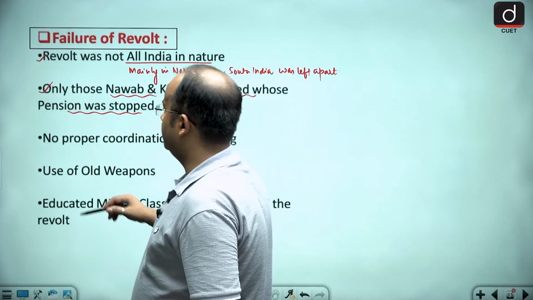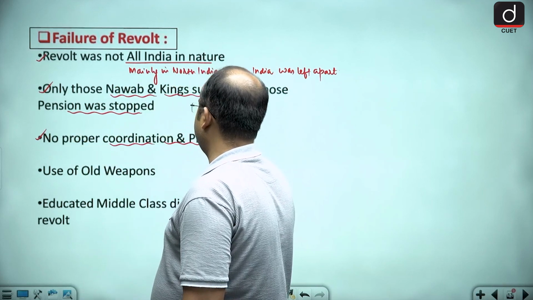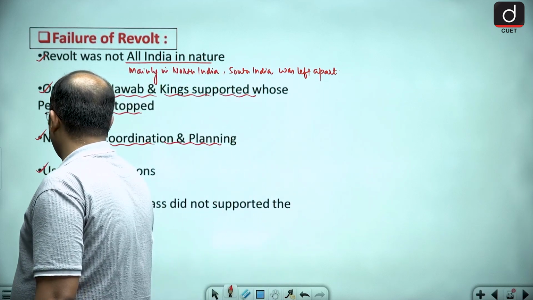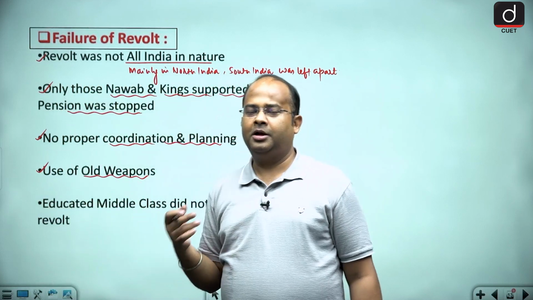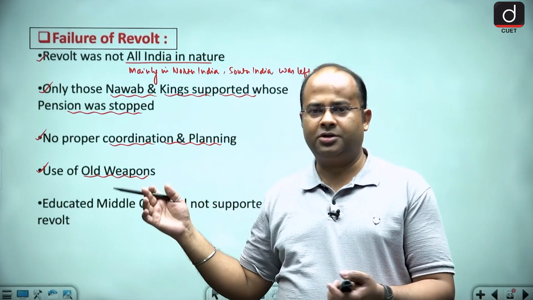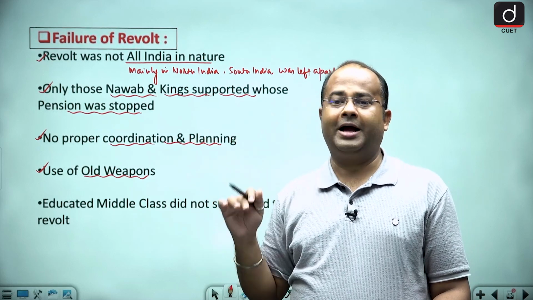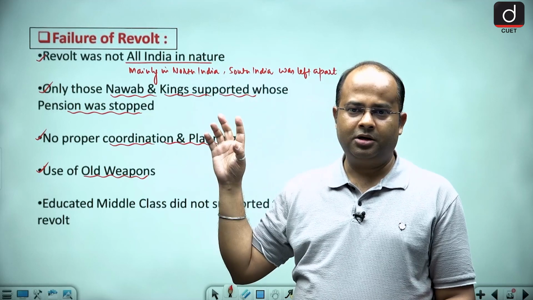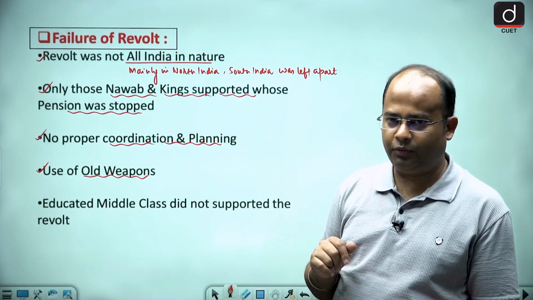Next was that there was no proper coordination and planning between the revoltees. So there was a lack of planning and coordination. Next we have the use of old weapons. They were fighting with old style cannons, bows, arrows, old firearms, and swords. And the British government had modern weapons, modern firearms, plus they had the telegraph also, so that they could send messages to other Britishers once there was a need for forces.